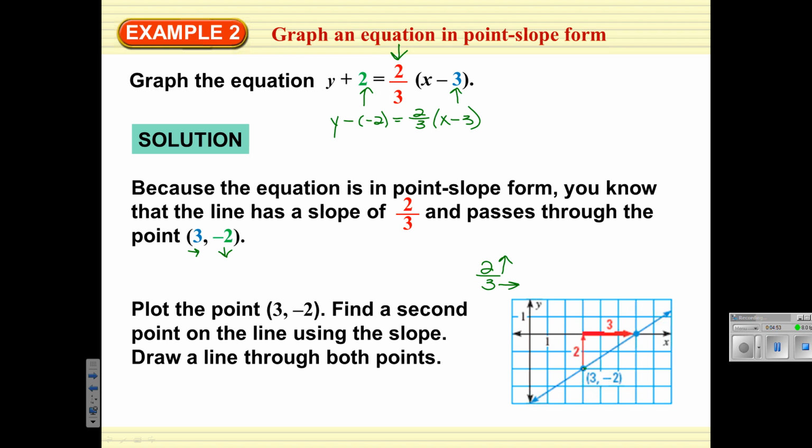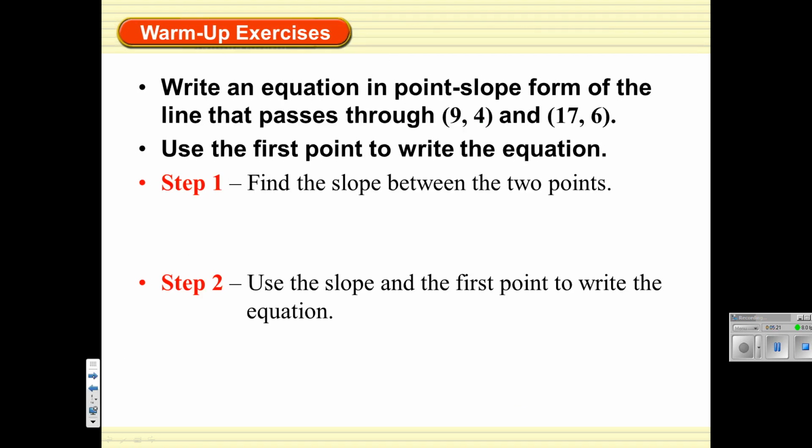So from this point I graphed, from this point I got from the equation, I go up 2 over 3, graph another point. If I wanted to, I could go to the left 3 and down 2 and graph another point. And I could do that all day. Up 2 to the right 3, graph another point, and draw my line. Okay? So find your point, use your slope, and graph your second point. All right, write an equation in point-slope form of the line that passes through the points (9, 4) and (17, 6).